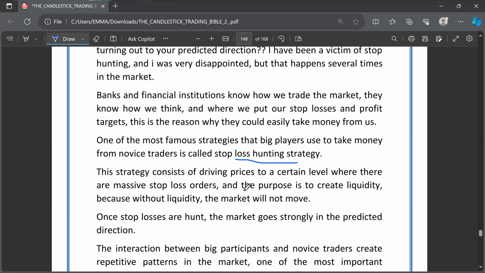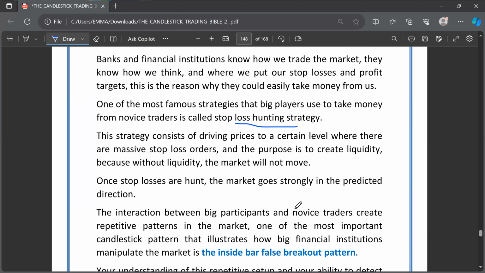This strategy consists of driving prices to a certain level where there are massive stop loss orders. And the purpose is to create liquidity, because without liquidity, the market will not move. So I think we will explain this later: what is liquidity. So they get to that point, and then it gives them the momentum to move up or down strongly. Once stop losses are hit, the market goes strong in the predicted direction.